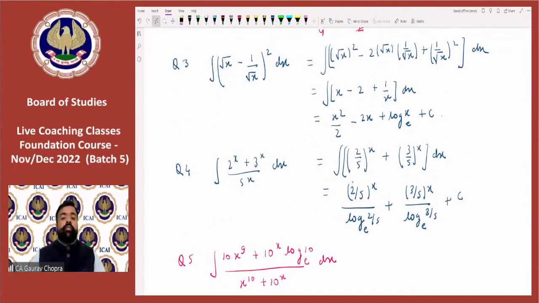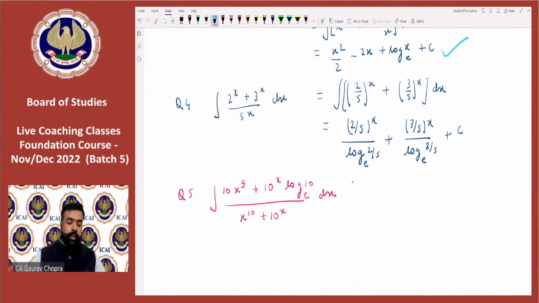See, in the third one, what we have done: a minus b whole square. We have simply applied the property of a minus b whole square. So it becomes a square minus 2ab and then plus b square. So this is a square, this is 2ab and this one is b square. After that, we have simply applied the formula for integration and got the result. Okay.